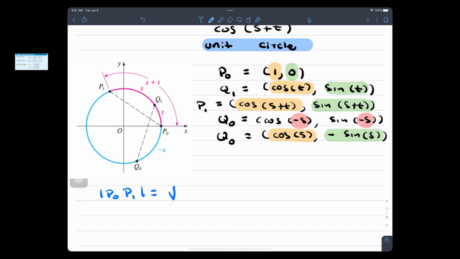At this distance, by the distance formula here, is the square root of the cosine of S plus T minus, so where's P naught? Oh, it looks like it's 1. And we're going to take that and square that. That's by the distance formula. And then you're going to have sine of S plus T minus 0 squared. And that's from geometry, just your distance formula, right?